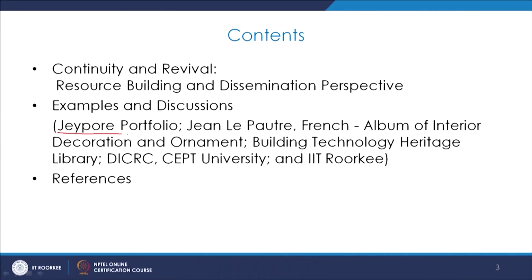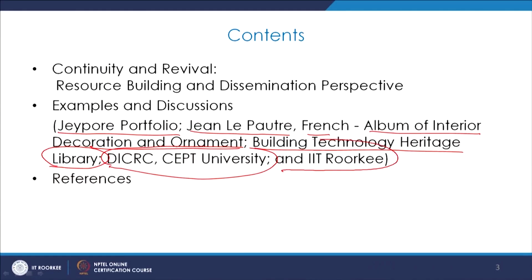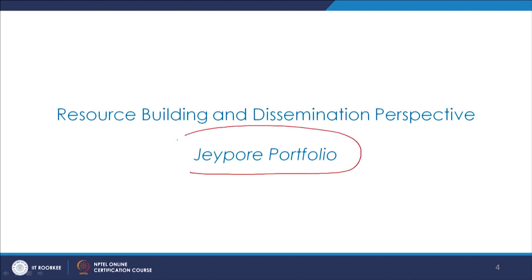So we are going to see the Jaipur portfolio, Jean Lepotre French Album of Interior Decoration and Ornament, and we will also see an online library, the Building Technology Heritage Library, where we'll see some amazing resources which have been built up online and which could be referred for further information and learning and dissemination. And of course we'll see some work by DICRC at CEPT University, and then we'll see some resource building and dissemination perspective through the works done at IIT Roorkee. So beginning with the Jaipur portfolio.